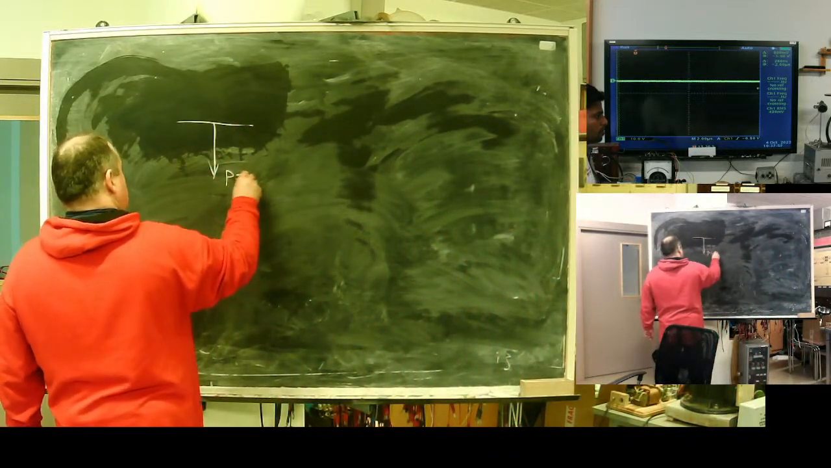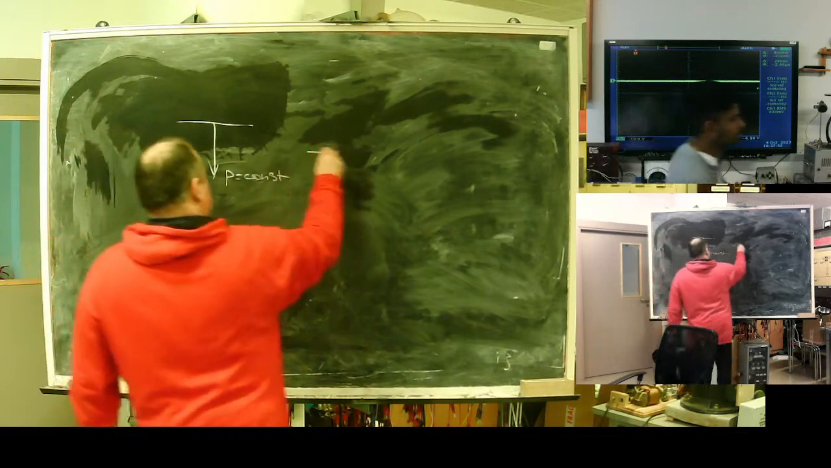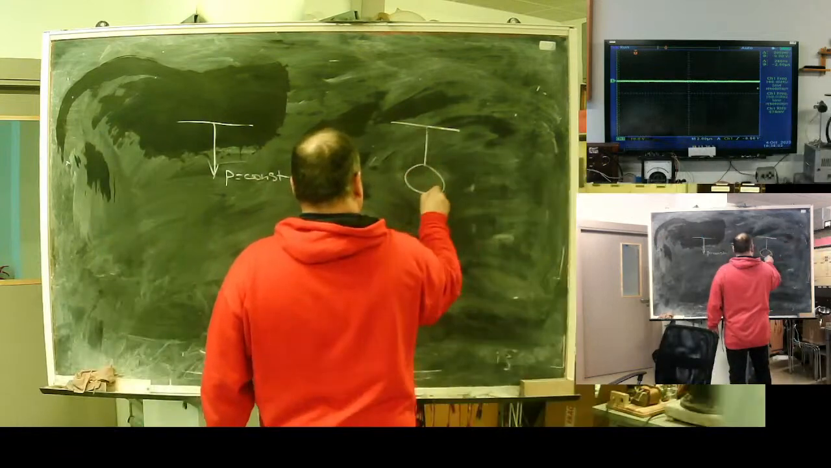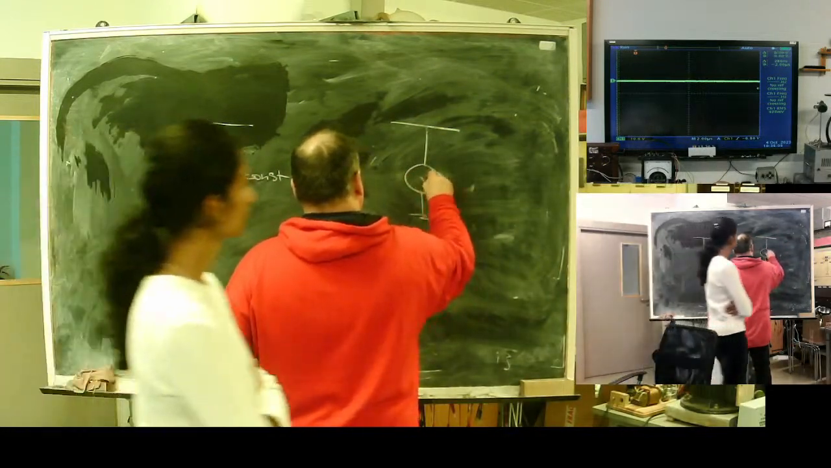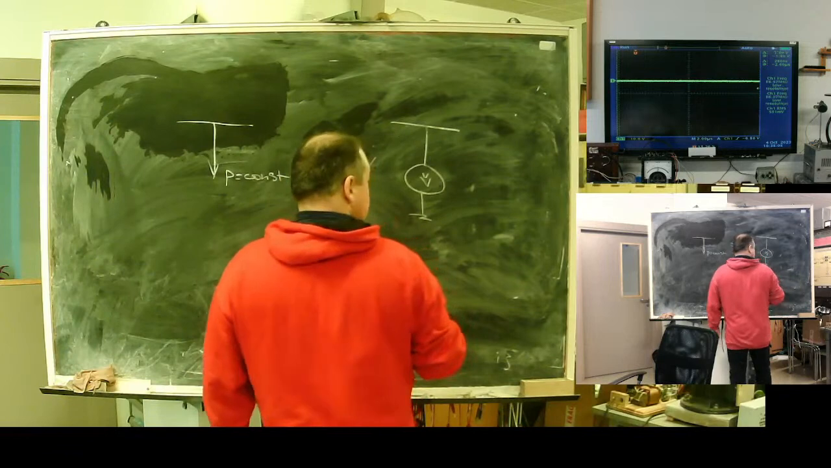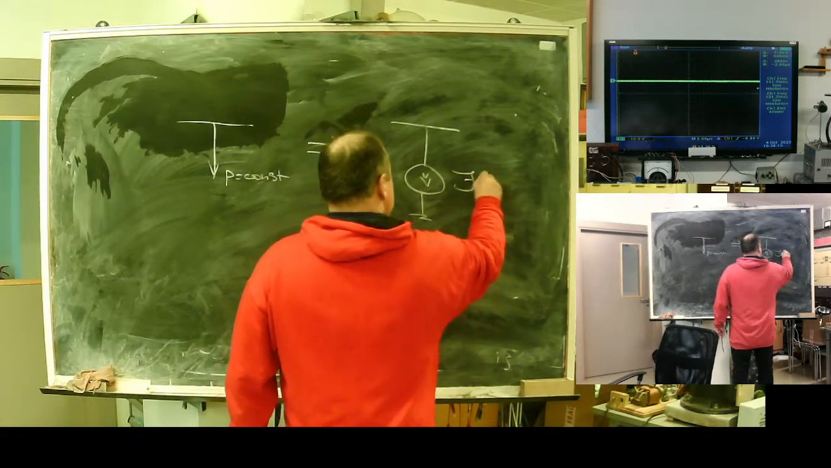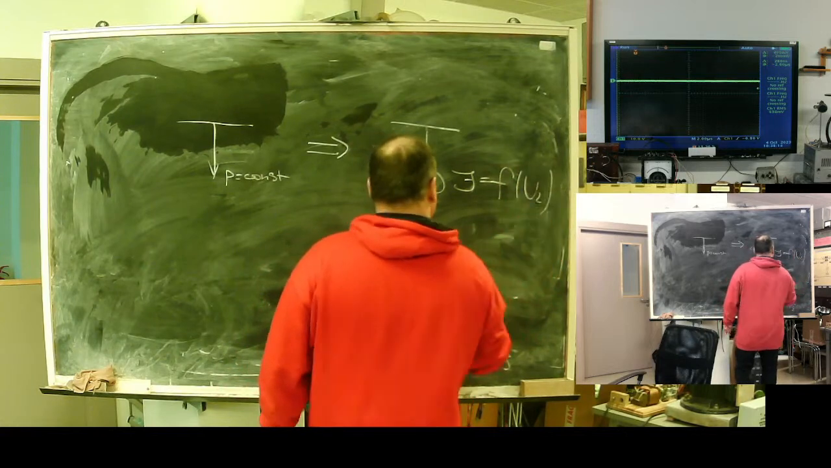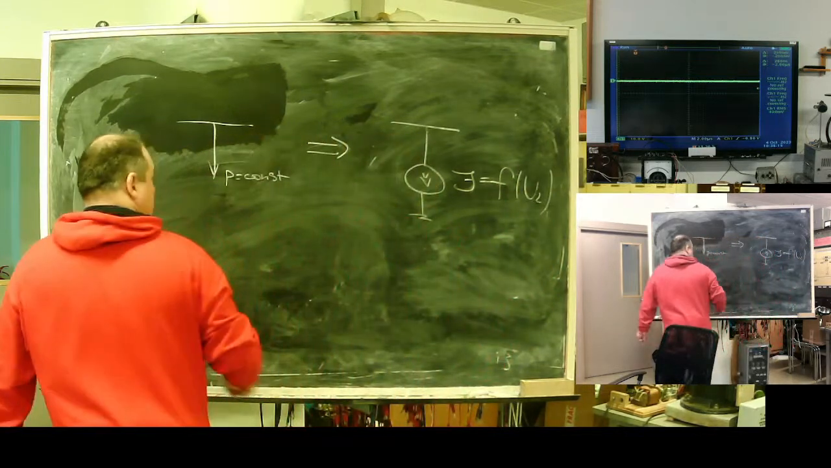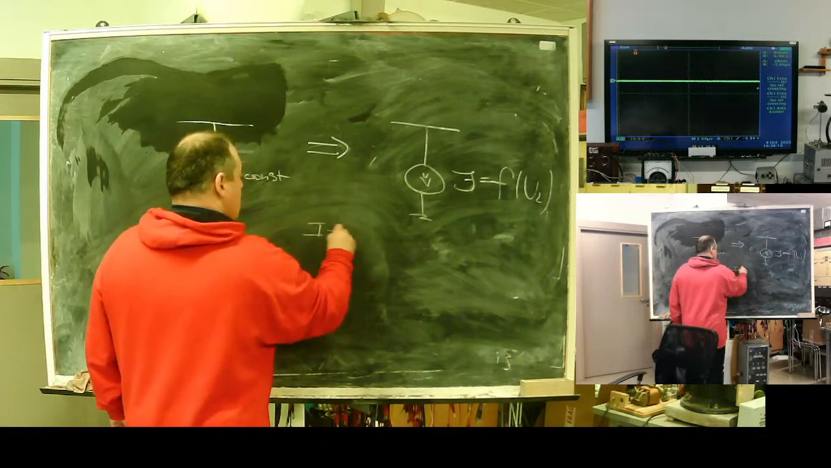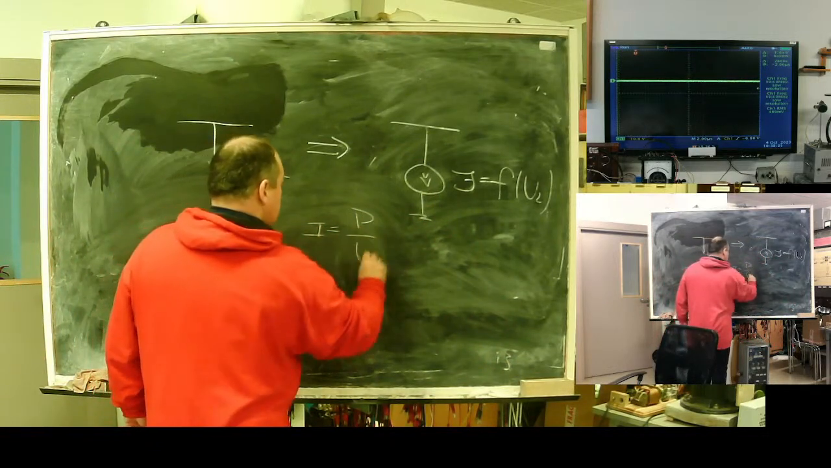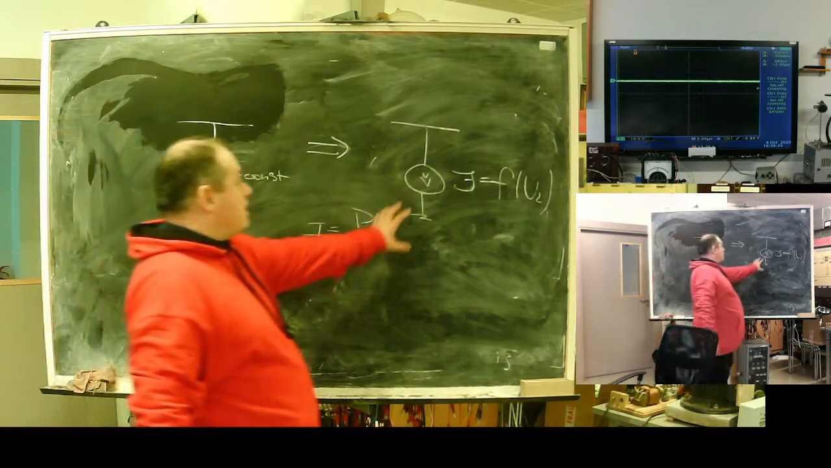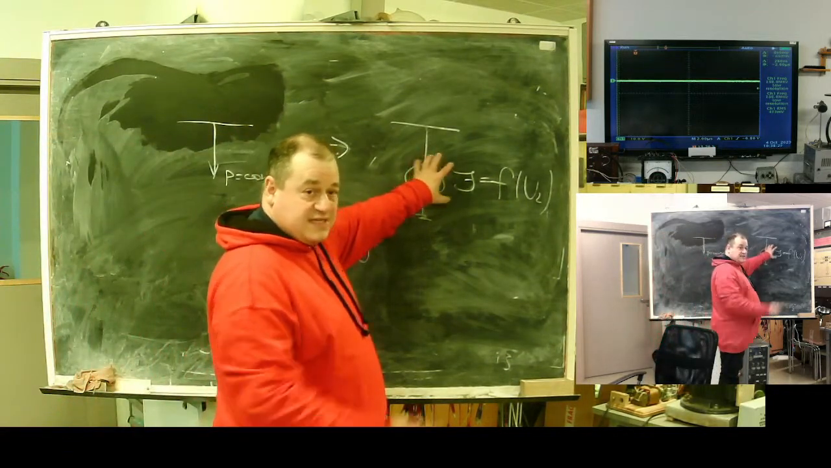So, the load should be substituted with a draining current source, with the current being a function of load voltage. In my case, it will be simple. Current will be power divided by voltage. Controlled current source, draining.